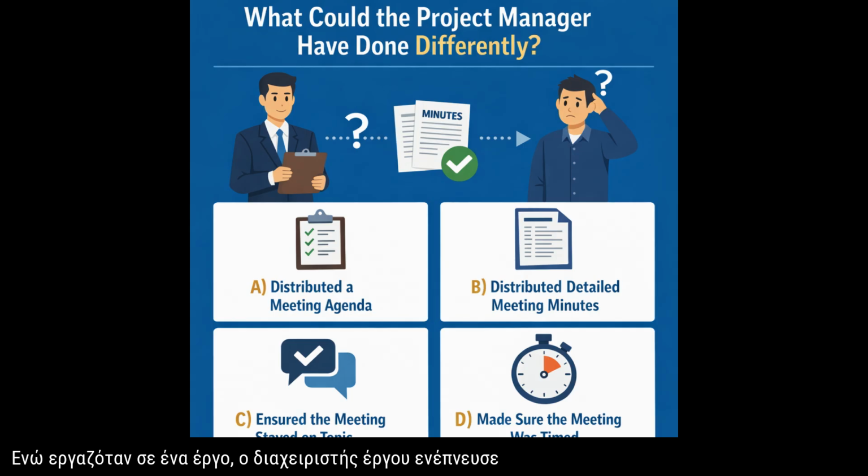While working on a project, the project manager has been inspiring team members to perform at their best while regularly communicating the project's vision to the team. What skill does this best describe? A, facilitation; B, leadership; C, networking; D, active listening.